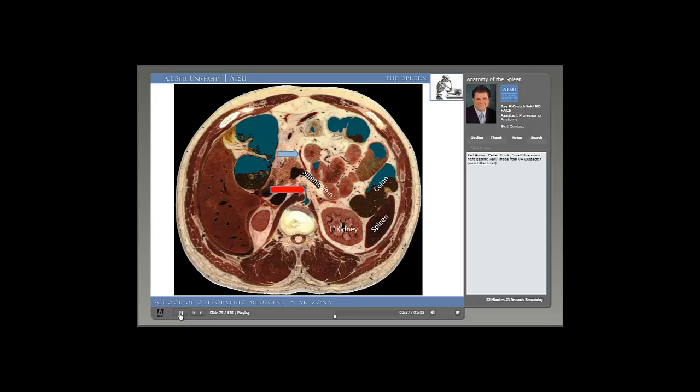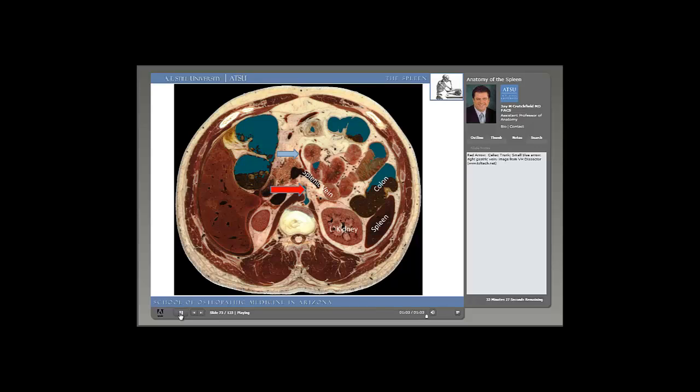Try to identify, by covering up the structures, each of the following: the inferior vena cava, the aorta, the splenic vein, the celiac axis, the hepatic portal vein, the right gastric vein, the small bowel, the colon, the spleen, the left and right kidneys, the adrenal glands, and, of course, the diaphragm.